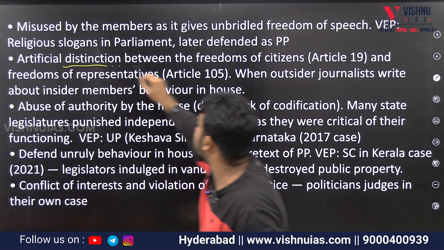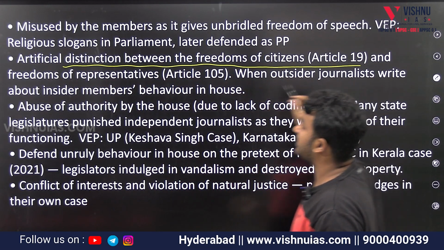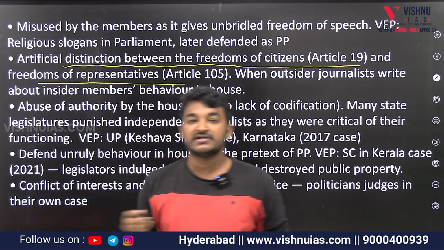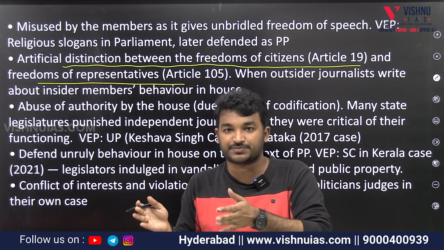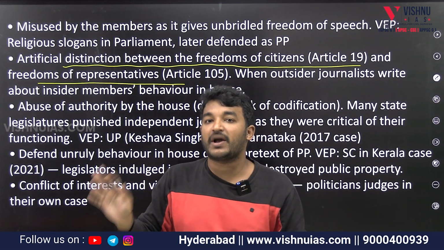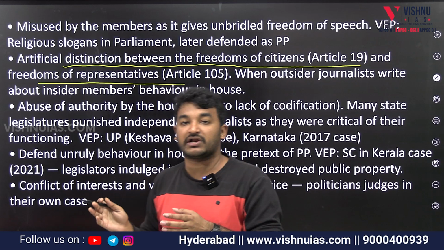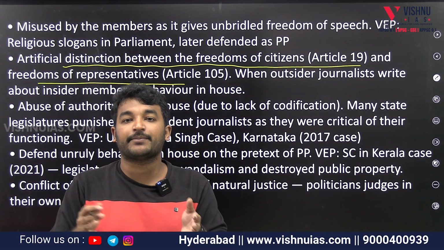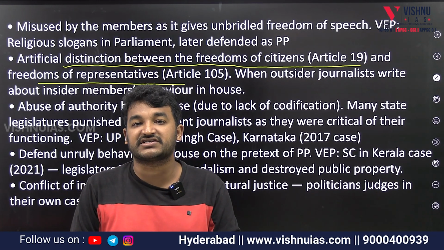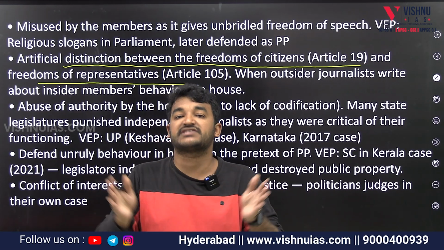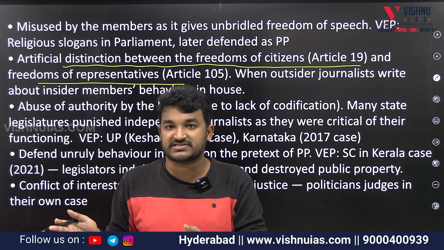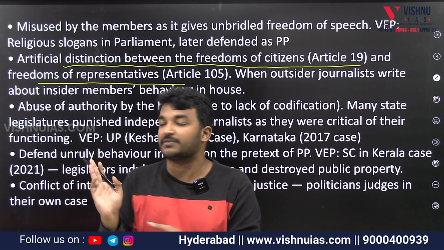Next, artificial distinction between the freedoms of citizens and freedoms of representatives. There are reasonable restrictions on the freedom of speech and expression of each and every individual. But as per Articles 105 and 194, these MPs and MLAs do not have those restrictions. So this is creating some sort of privilege for them. There is an artificial separation between the MPs and normal citizens. This is also one of the issues of this parliamentary privilege.